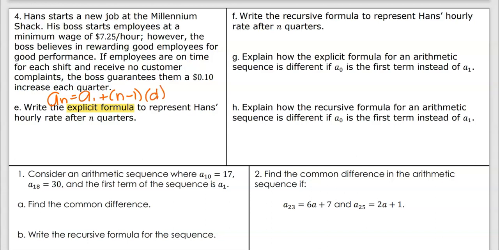So how are we going to represent any term? A sub n equals what? 7.25. Technically that should be an A0, right? 7.25. Then what? Plus n minus 1 times, and what was our d? Nope. Almost. What was the difference each time? The difference was the 10 cents. There you go.